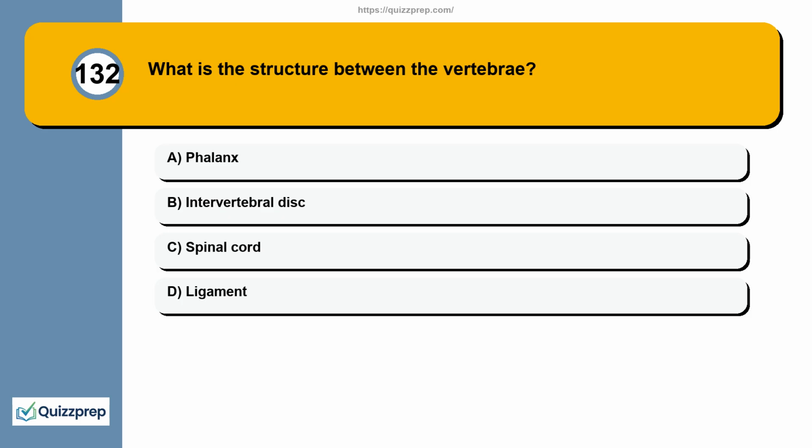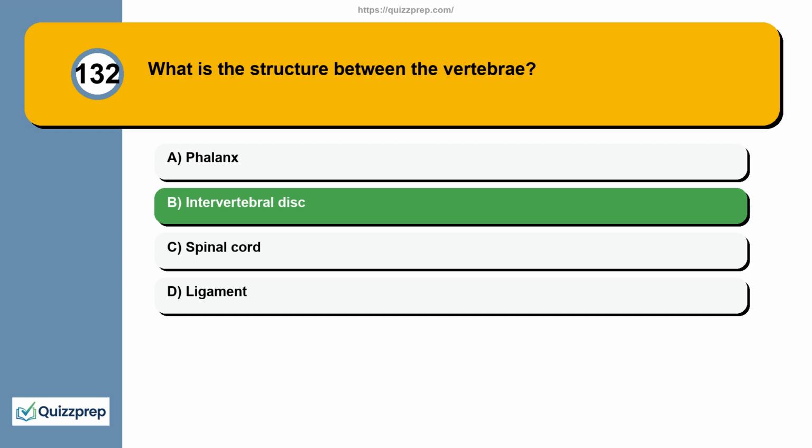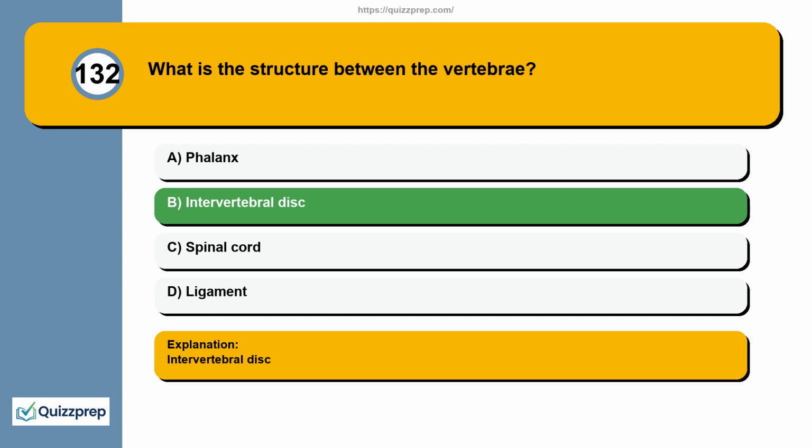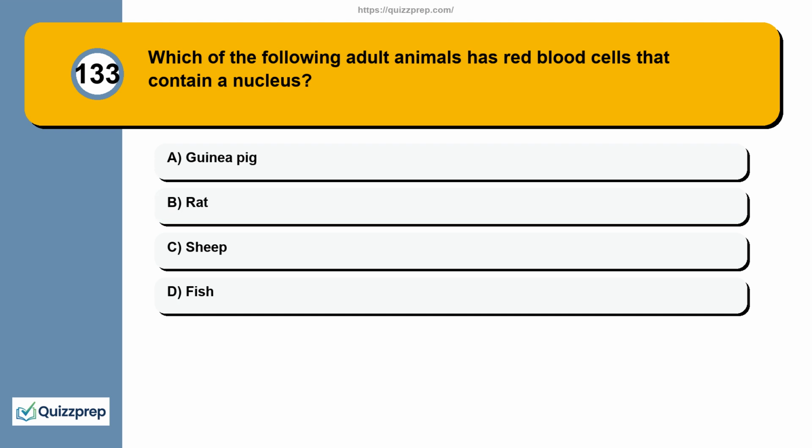Question 132. What is the structure between the vertebrae? Option A, phalanx. Option B, intervertebral disc. Option C, spinal cord. Option D, ligament. The correct answer is option B, intervertebral disc.